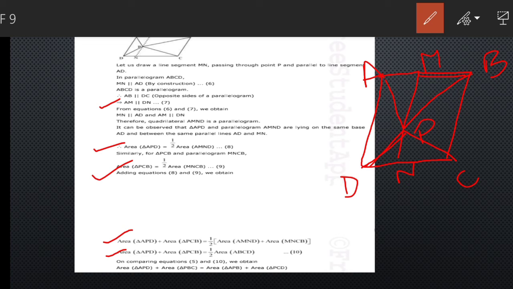Together we will get half of ABC. Now this equation 10 and the previous equation, equation 5, together the right hand side is equal to half of ABC, this part. So we can write both the left hand parts together like this: the area of the triangle APD plus the area of the triangle BPC is equal to the area of the triangle APB and the area of the triangle PCD. So this was our second proof for the first question.